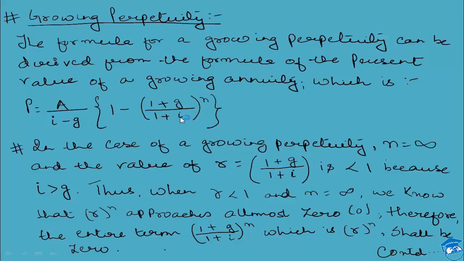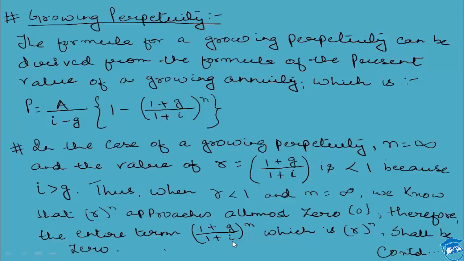But the condition over here is that, as we have already discussed, R should be less than 1. In order to derive this formula, we have already seen that we have taken help of the mother formula, wherein Sn is equal to A into (1 minus R to the power n), bracket close, upon (1 minus R). So from that particular formula, this particular formula has been derived. So the entire term R, that is 1 plus G upon 1 plus I, is less than 1. So when R is less than 1 and when n extends to infinity, again the same rule applies, that the value of R to the power n is almost equal to 0. So when the value of R to the power n becomes 0, it goes without saying this entire term becomes 0.